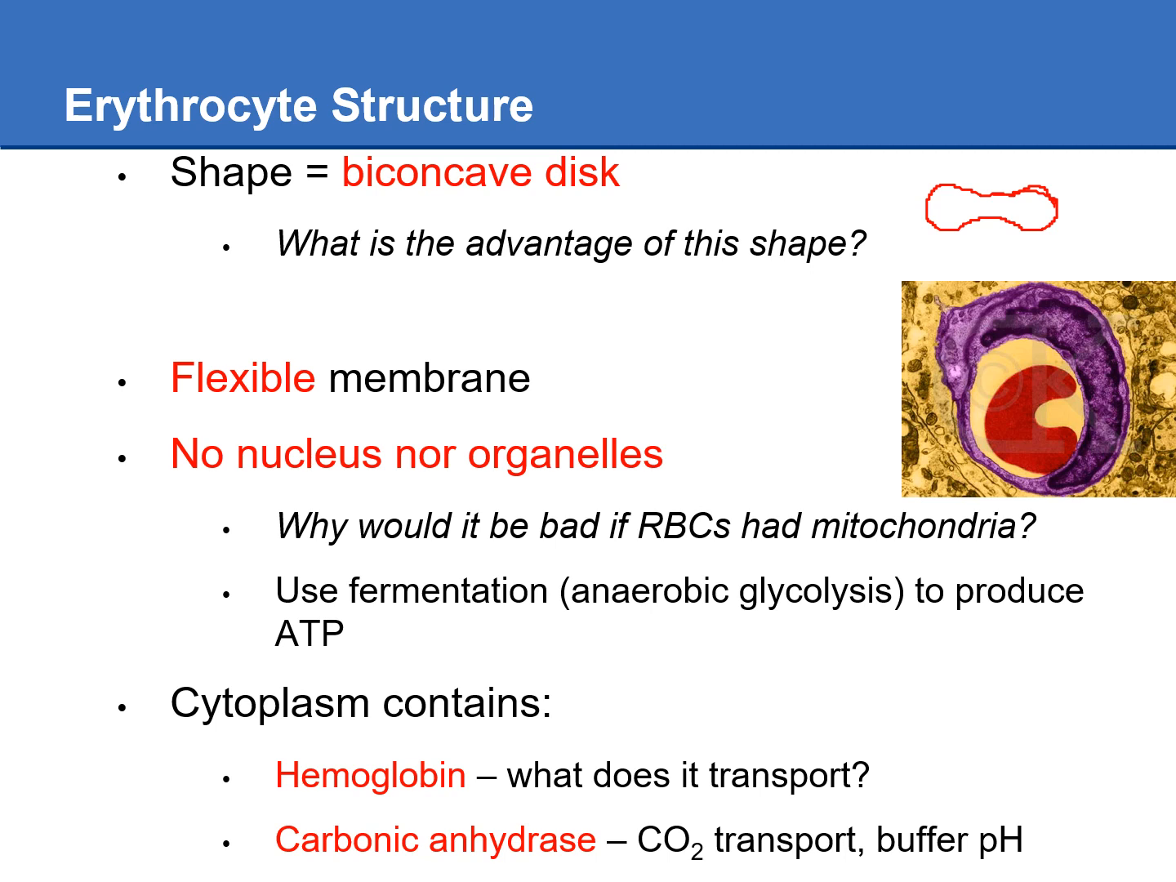It's also good that they don't have any mitochondria, because if they had mitochondria, the mitochondria would actually be using oxygen to make ATP, and then that would use up the oxygen that they're carrying to deliver to the tissues. So for them to make ATP, they're just going to use fermentation because they don't have any mitochondria.